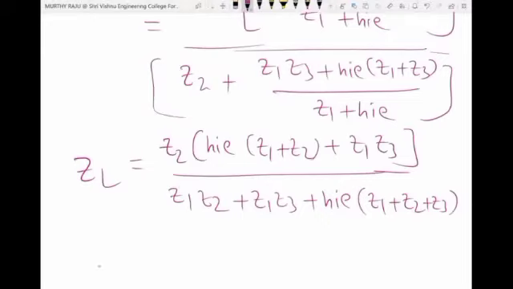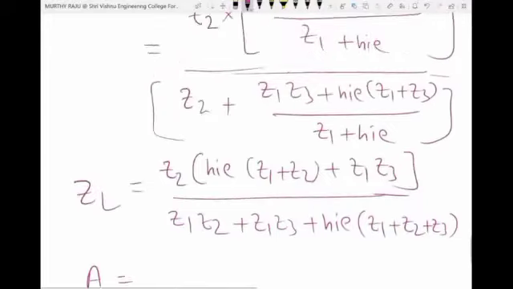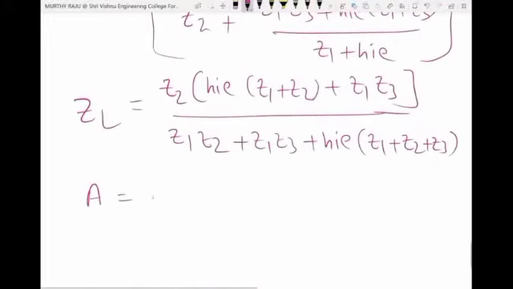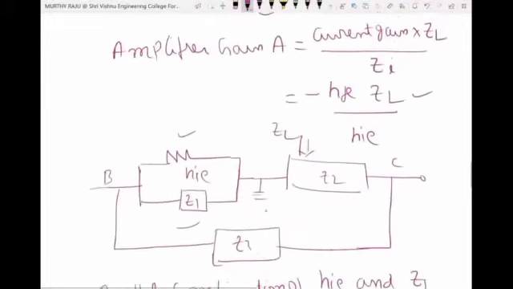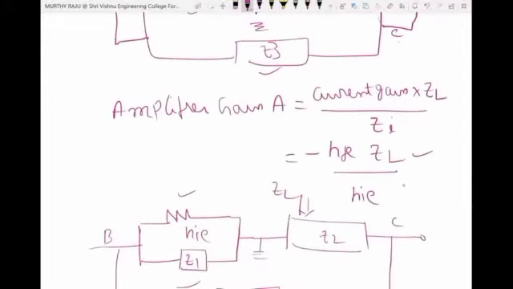Next, the gain of the amplifier A is equal to, we know that, minus HFE by HIE into ZL. That is equal to, substitute, minus HFE ZL by HIE. This is the gain of the amplifier.